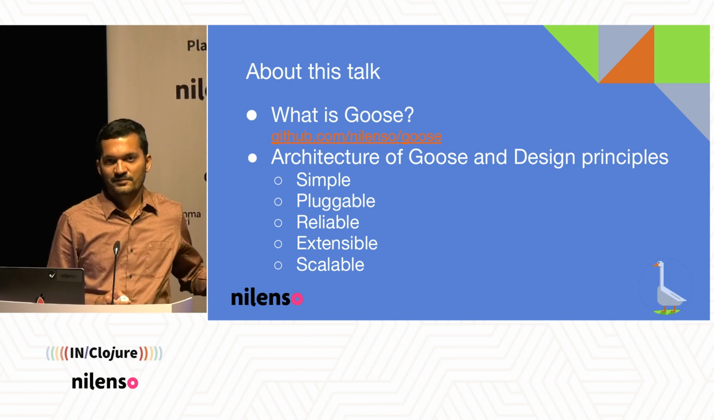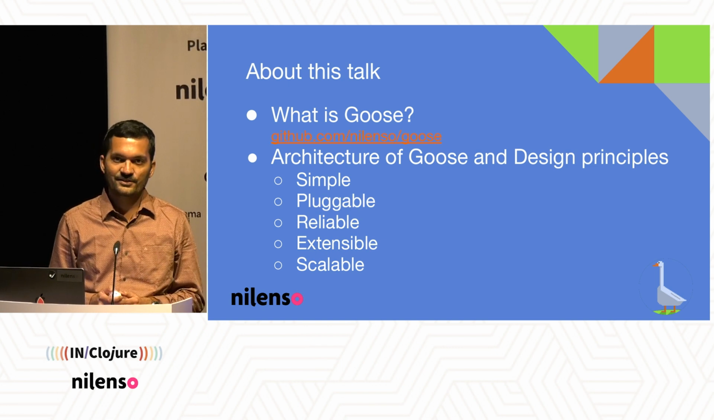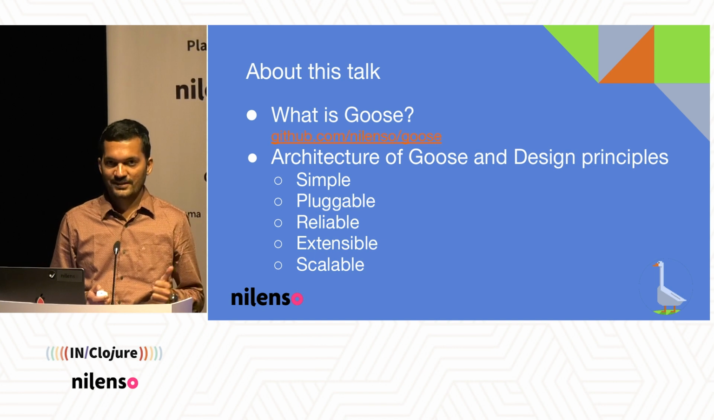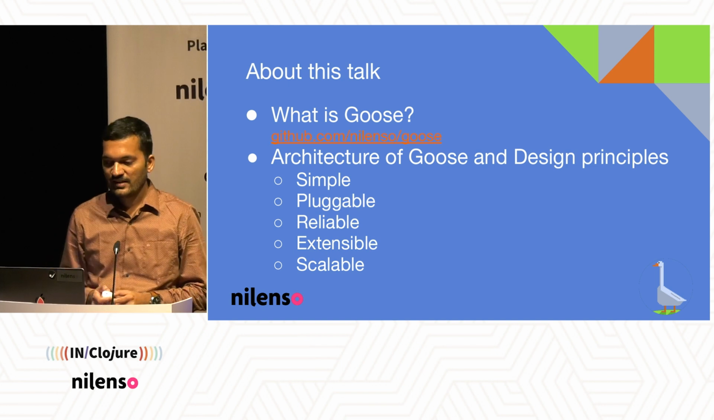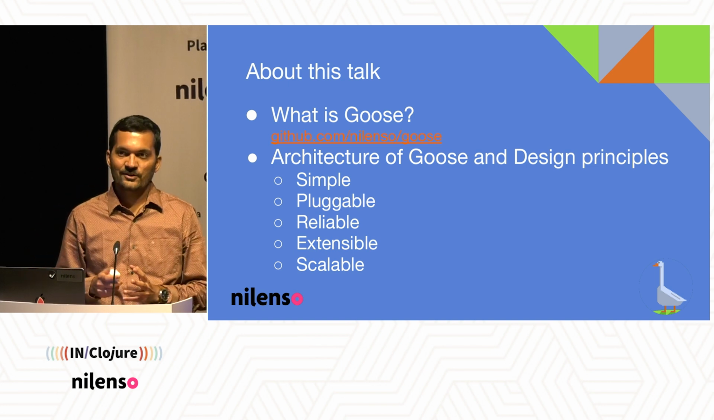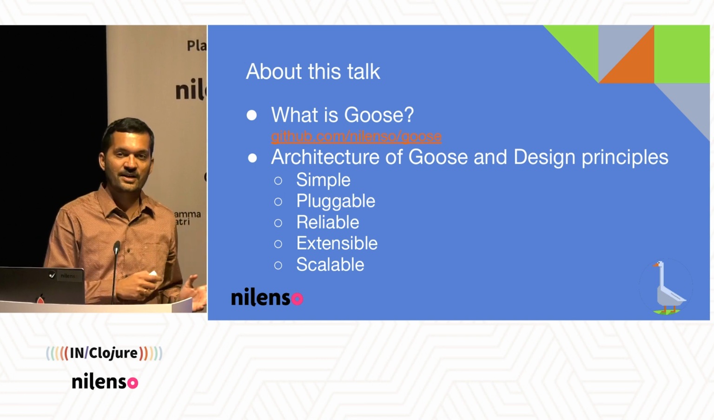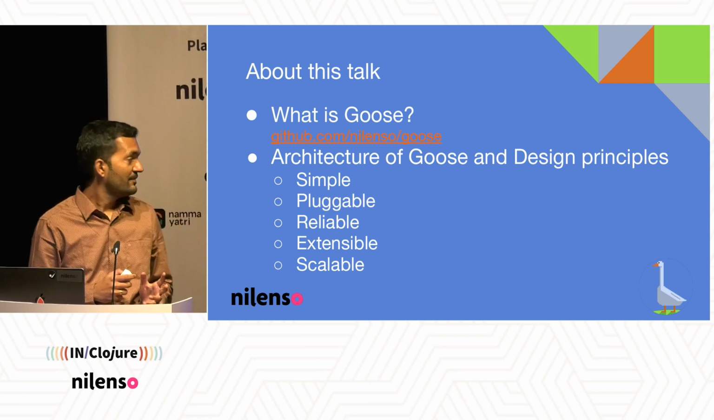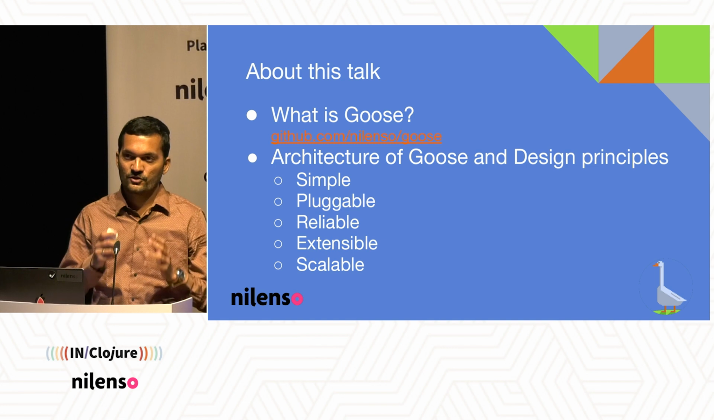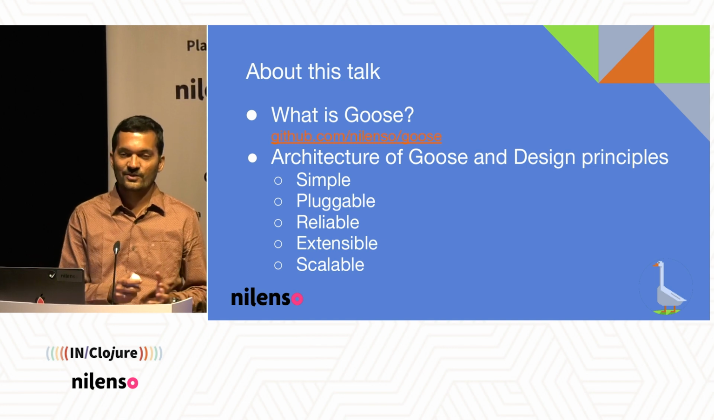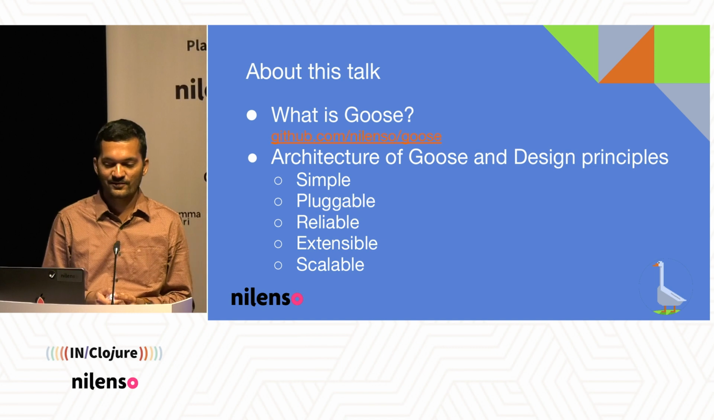So some of the design principles that we'll be diving into are, it's simple, pluggable, reliable, extensible, and scalable. Now, as we dive into each of these, I would like you to pay close attention to them because I hope they will inspire you to apply them not only in software that you're building, but also to some products that you're building, not just to a library, but also to real world products.